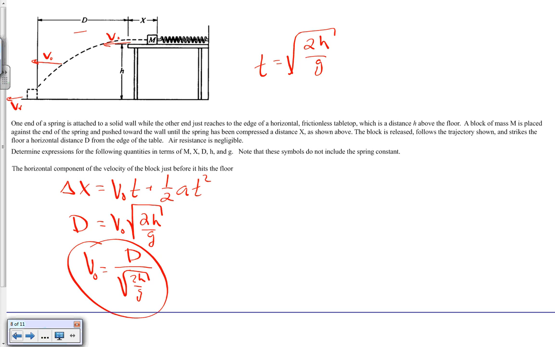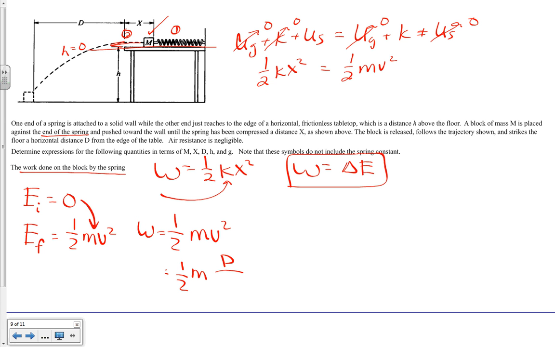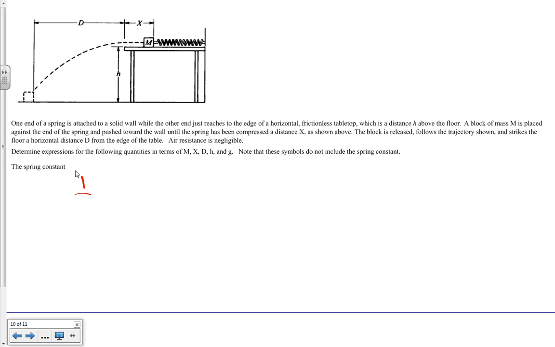Oh gosh, what was that? d over root 2h over g. So the work is 1/2 mass d squared over 2h over g. And you can go through with the rest of that problem. Spring constant, 1/2 kx squared equals 1/2 mv squared, and k equals mv squared over x squared.